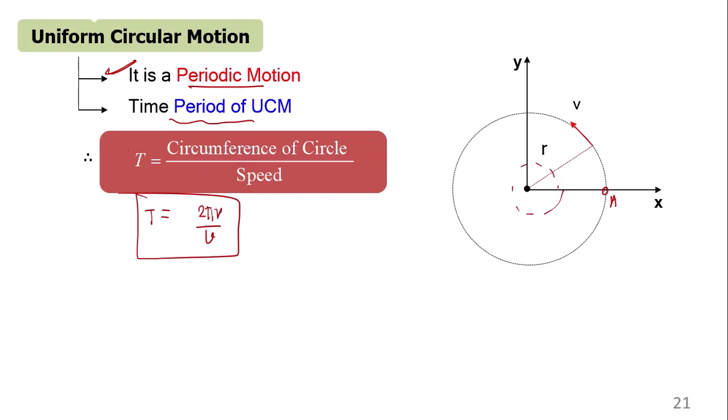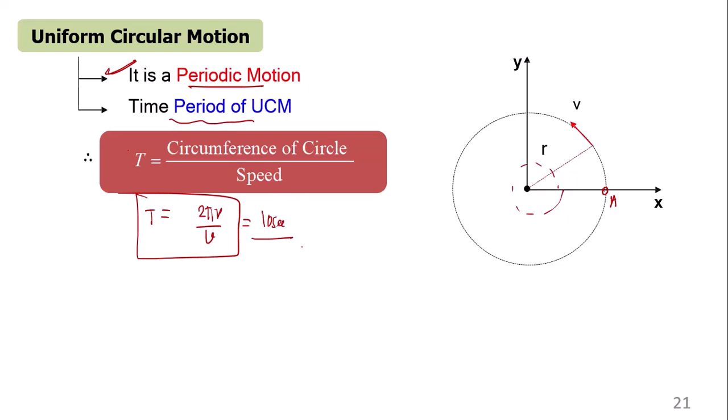And if it is a uniform circular motion, say the first rotation takes some amount of time. Then the second rotation will take the same time, and the third, the same time. Why? Because the speed is not going to change. But that is different for non-uniform motion.